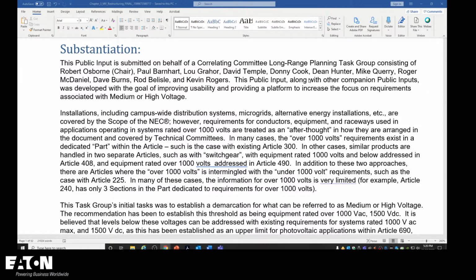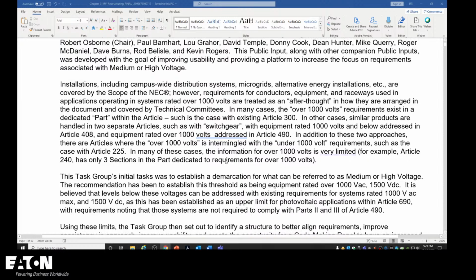And Donnie Cook, again, is passionate about medium voltage. The reason was because he has a lot of applications that deal with medium voltage. So if you look at the application, this is part of their substantiation.